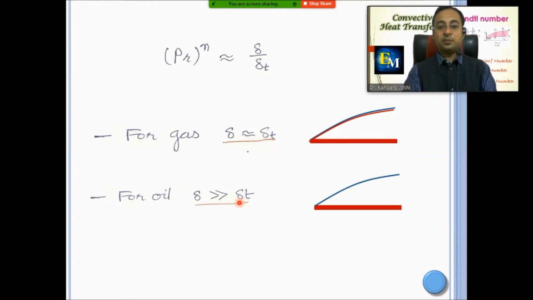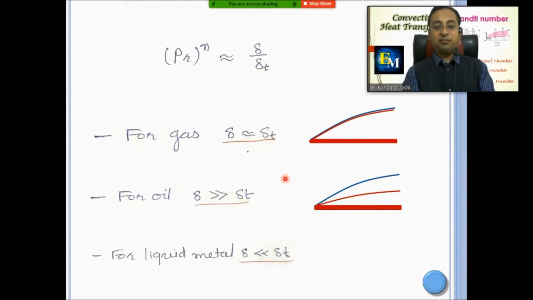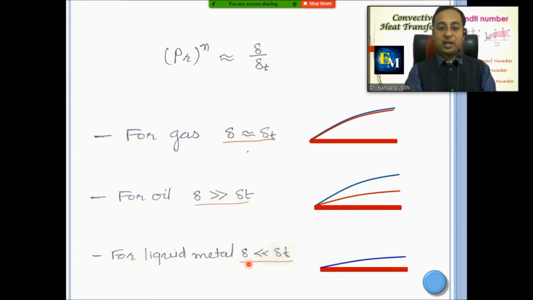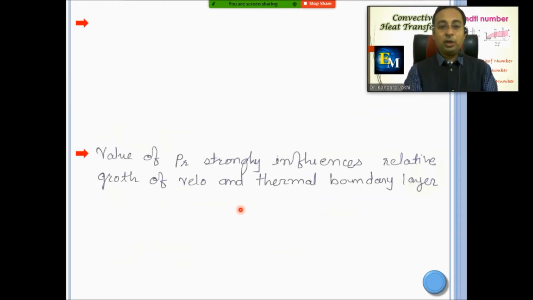Why? Because oil can flow easily, right? But oils are not good conducting materials. We cannot feel the heat far away from the plate, right? So here delta T is lesser and delta is greater. And for liquid metal, we know that liquid metal cannot flow easily, right? Therefore delta is very much less and delta T is very much greater because metals are good conductors. Thus the value of Prandtl number strongly influences the relative growth of velocity and thermal boundary layers.